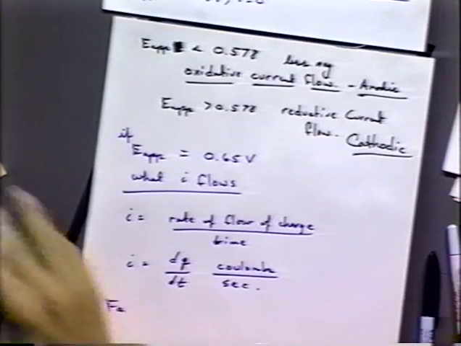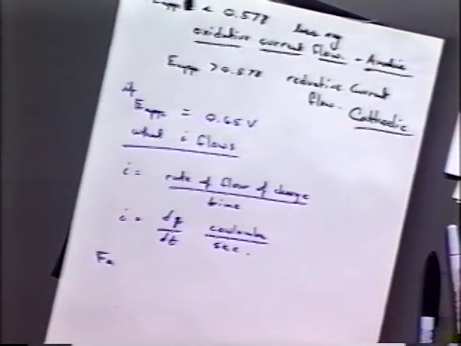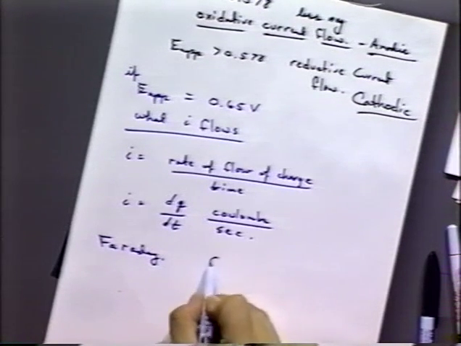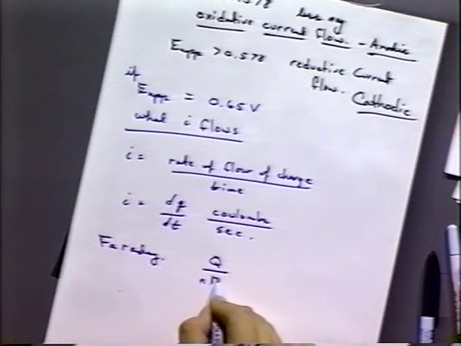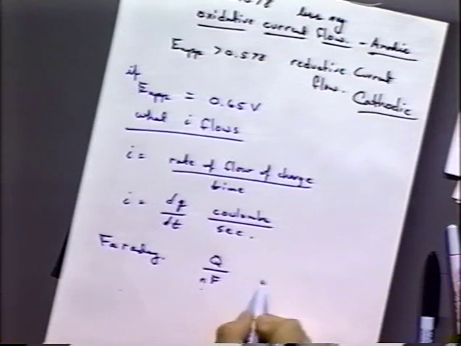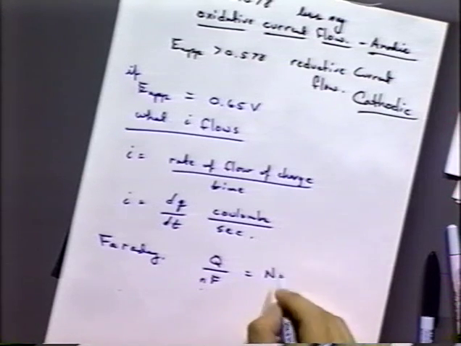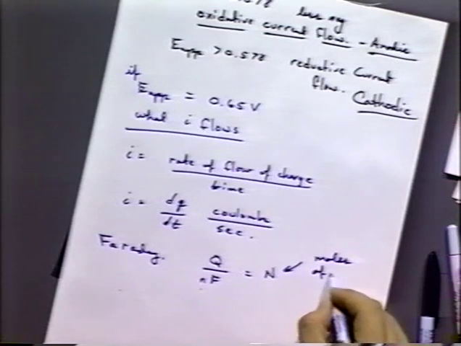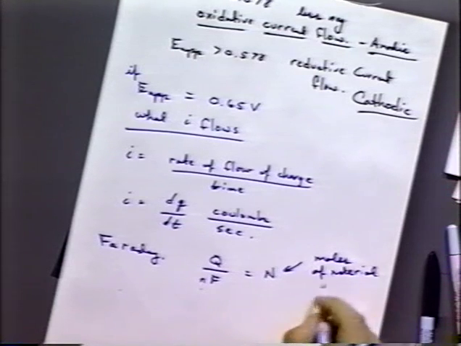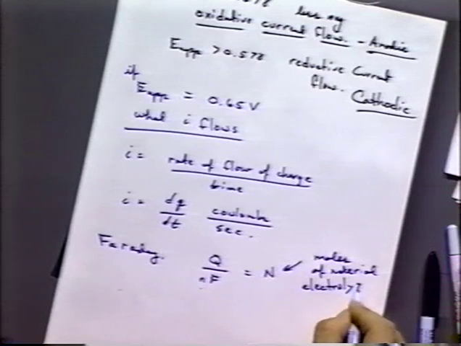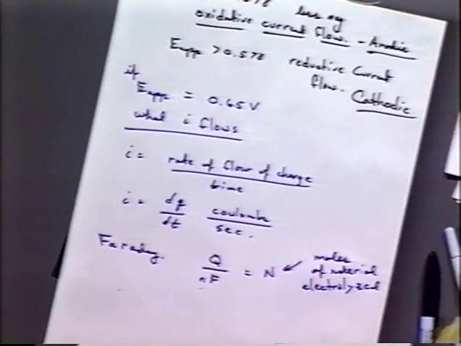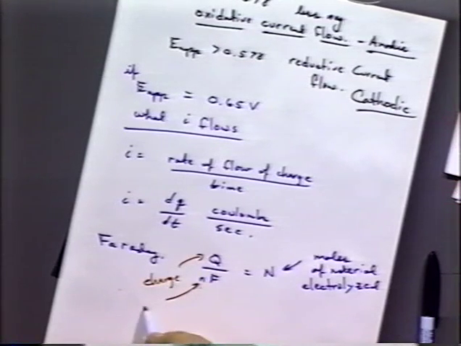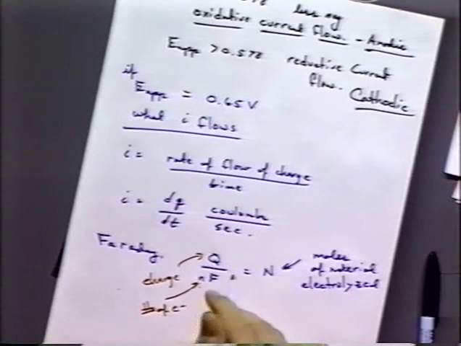Now, Faraday was very interested in this sort of thing, and he was the first to basically stipulate the following: that the amount of charge that flows, divided by N and F, is equal to the amount of moles electrolyzed. So N is moles of material electrolyzed. Q again is charge. N is the number of electrons in the system.